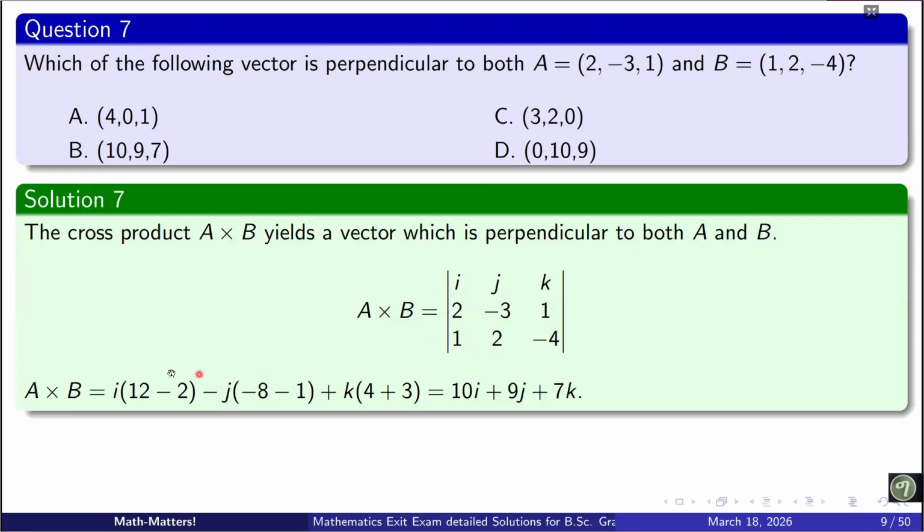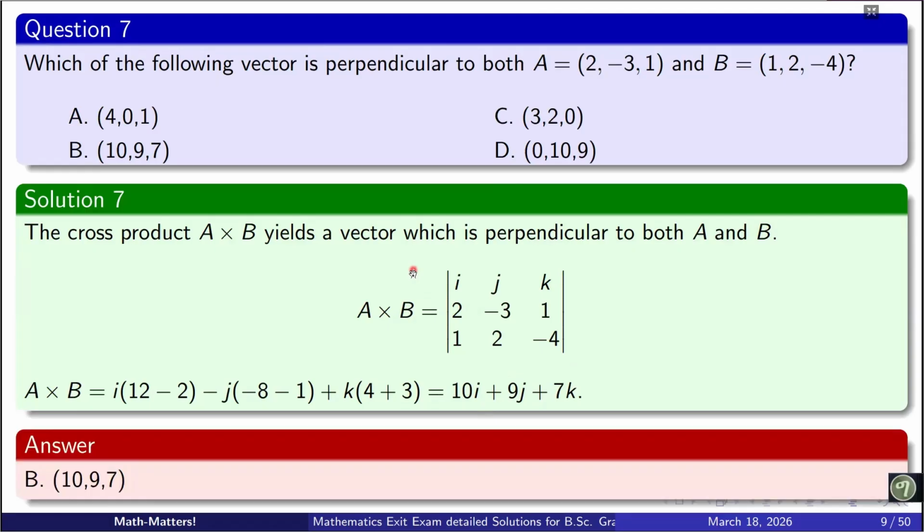Therefore, this is equivalent to 12 minus 2, which is 10i, plus minus 8 minus 1 is minus 9, but this one is negative, so it becomes positive 9j in the j direction, plus 4 plus 3, which is 7 in the k direction. This means in component form, or simply as a triplet, that is (10, 9, 7). Therefore, the answer for this one is B.